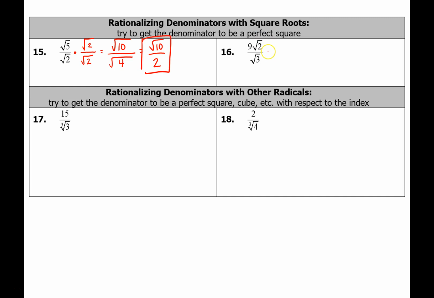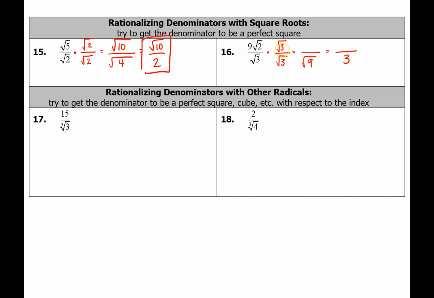Okay, so in number 16, I have the square root of 3 in my denominator, which I need to get rid of. So I'm looking for a pair of 3's down in the bottom. So I'm going to multiply by the square root of 3 over the square root of 3. Square root of 3 times square root of 3 is square root of 9, which is a perfect square. So that is going to turn into just a 3 in my next step.